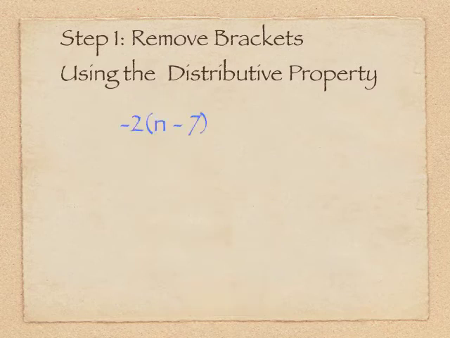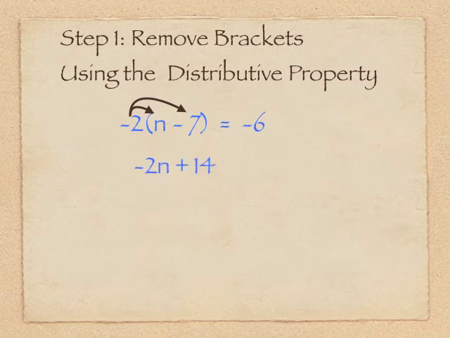One more time. Negative 2 times (n minus 7) is going to be equal in this equation to negative 6. So use that distributive property to first remove those brackets. Negative 2 times n is negative 2n. And it's plus 14. We're adding 14 because the negative 2 times negative 7, two negative numbers multiplied, gives us a positive. So we get that plus 14. And that's equal to negative 6.